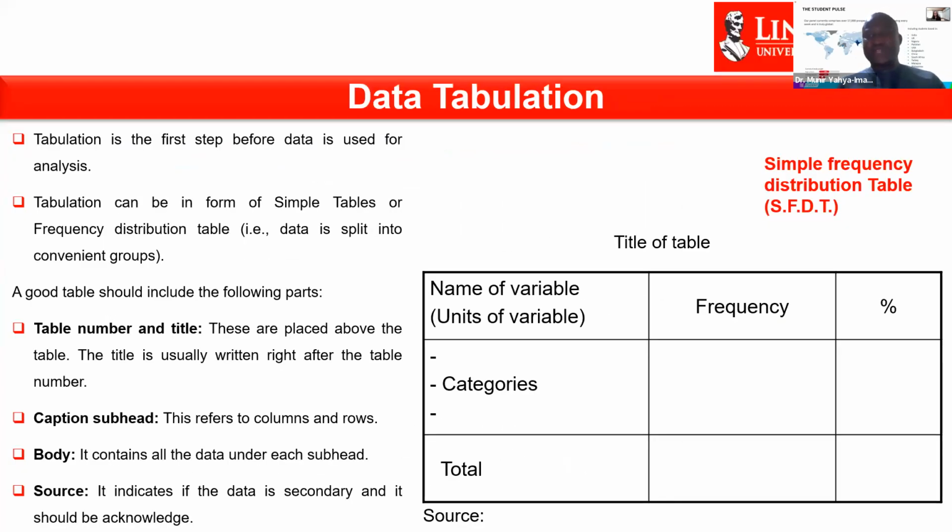Now, for data tabulation. Tabulation is the first step before data is used for analysis. Tabulation can be in the form of simple tables or frequency distribution tables, that is, data is split into convenient groups. So a good table should include the following parts. One is the table number and title. That is the label of that table. These are placed above the table. The title is usually written right after the table number. Then you can have captions or heads. This refers to columns and rows.